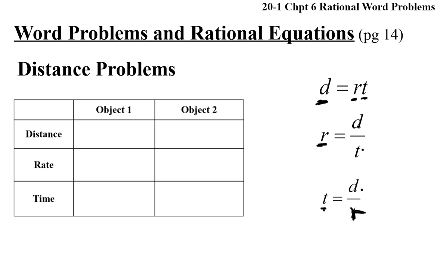Now distance problems will always involve two velocities within a question. It might be 2 separate objects. It might be the same object moving different velocities over time. What we're going to do is identify the distance, the rate, and the time for each object and then create an equation from that. Looks a little overwhelming if you buy into this chart.